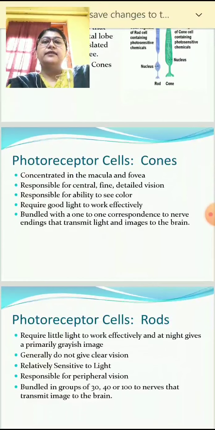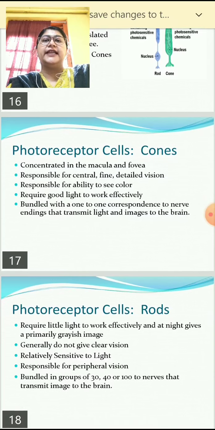Cones are concentrated at the macula and the fovea. They are responsible for central fine detailed vision and for the ability to see color. They require good light to work effectively, so they are mainly responsible for daylight vision.